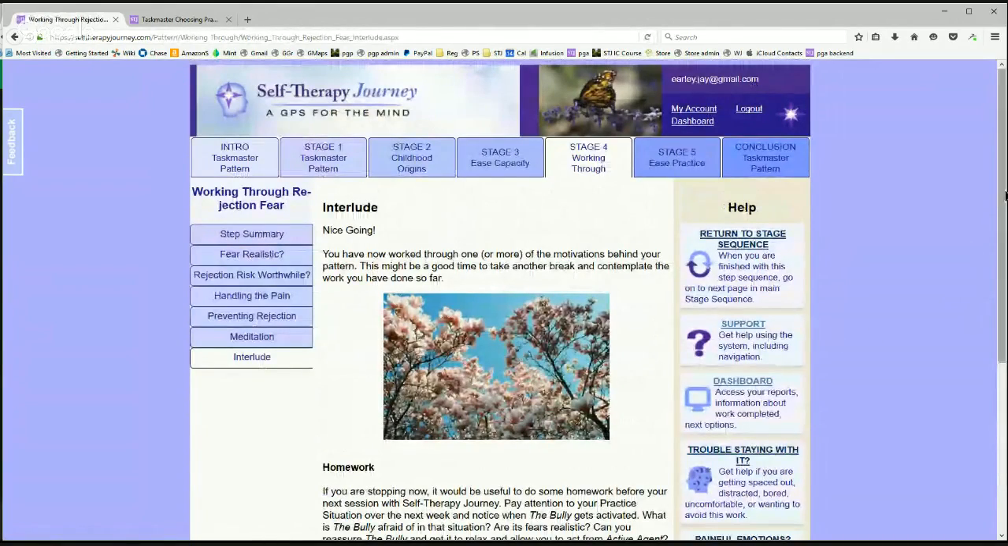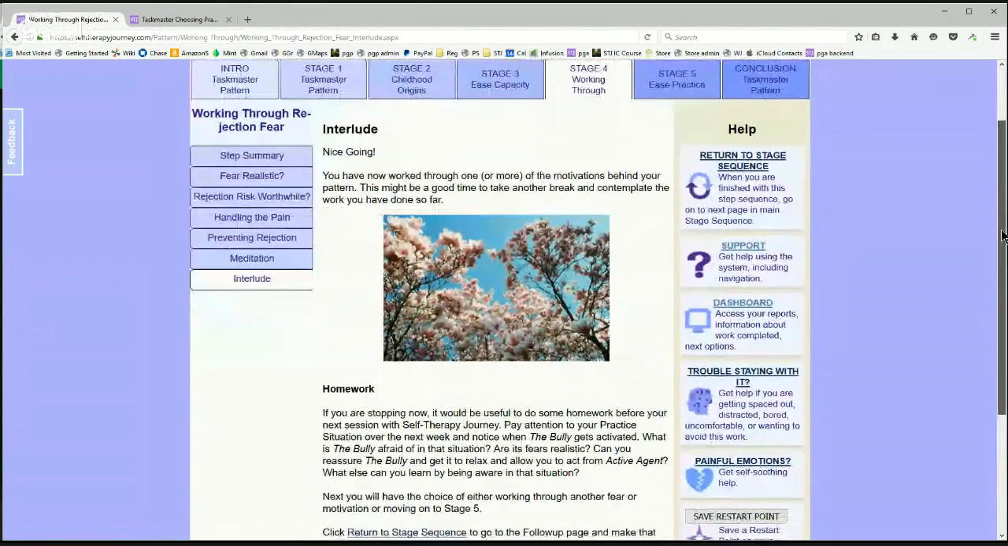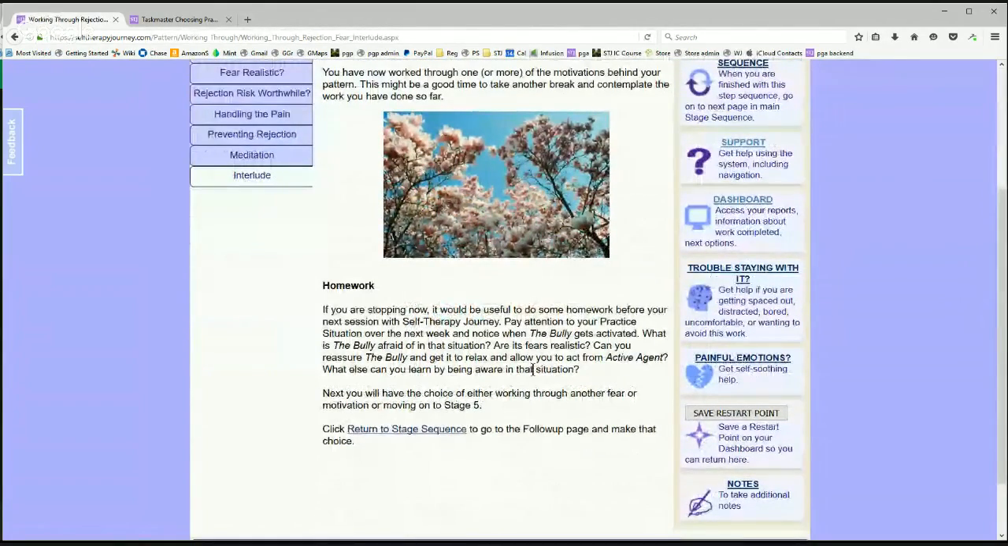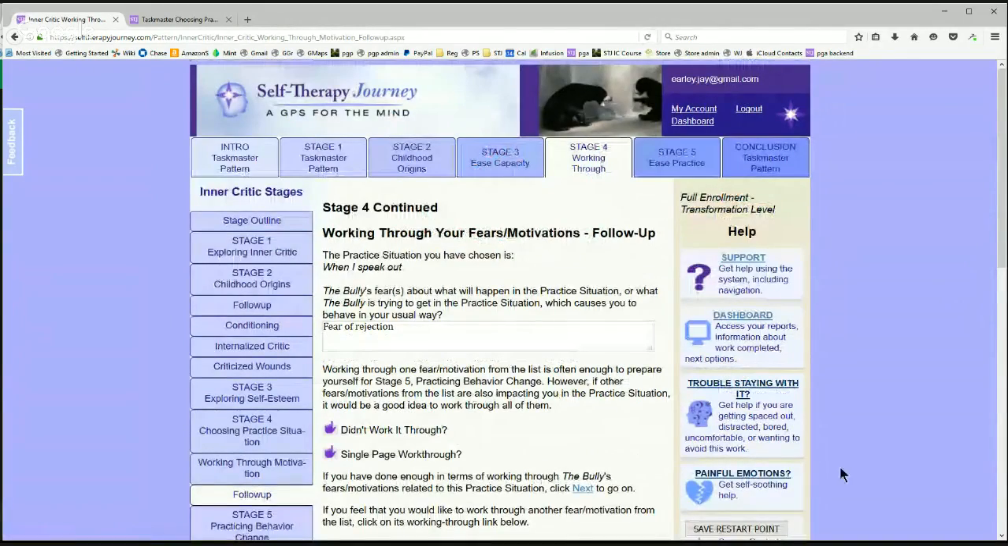Now, this is the end of this round of stage 4. So here's a little interlude. Here's a little homework you can do to help you learn more about this practice situation that's coming up. But basically, we've now finished the series of steps that have to do with working through the fear of rejection and reassuring the inner critic that it doesn't need to worry about you being rejected, and therefore it doesn't need to judge you in order to try to get you to be more successful and not rejected.